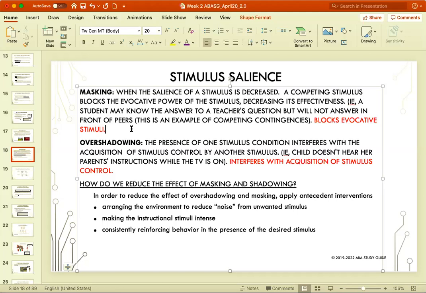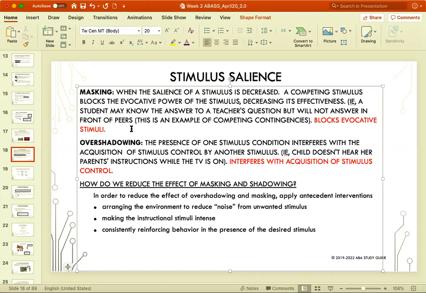So an example, a student may know the answer to the teacher's question. The teacher's question typically has stimulus control and evokes the correct response. But since there are peers here, that's a competing contingency. It blocks the evocative power of the teacher's question.